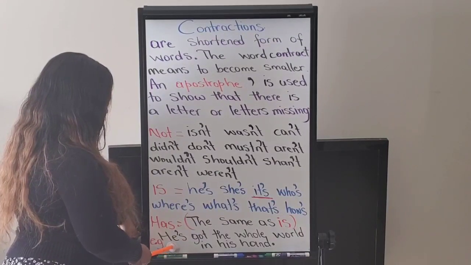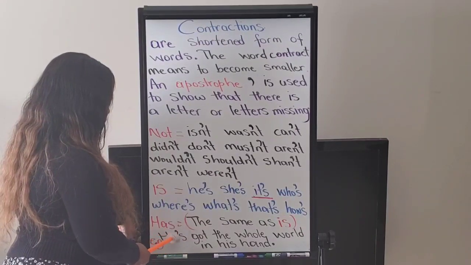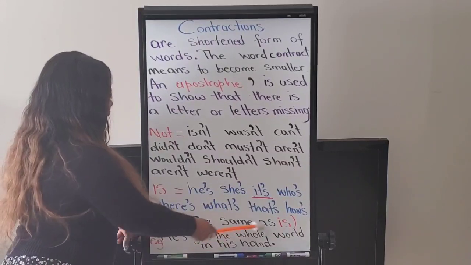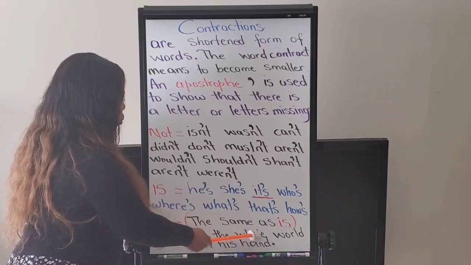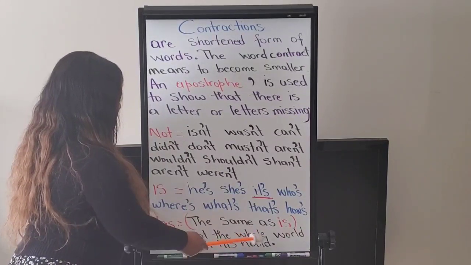He's, meaning he has. So in this case, it can read he's or he has. He's got the whole world in his hand.